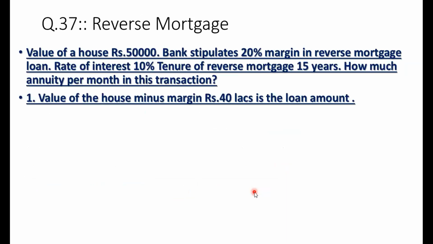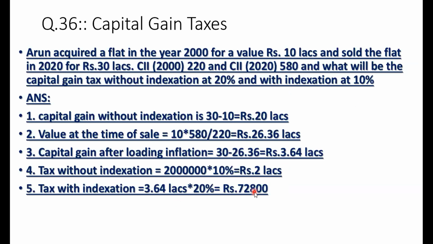Now reverse mortgage, one more. Yes, madam. In the previous question, you put 20% without indexation, but here it is 10% without indexation. Madam, the rate of tax will be in 2 slabs. What are the 2 slabs? If you don't recognize inflation, without indexation, the rate is lower; with the indexation, 20%, madam.